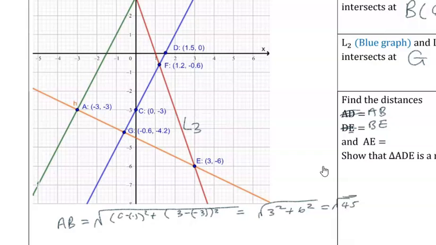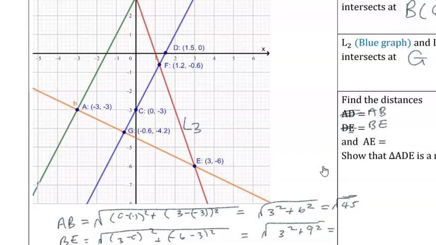If I look at BE, according to the distance formula, BE will be 0, let us take 3 minus 0, and then we have minus 6 minus 3. I have to add it, so we will get square root of 3 squared plus 9 squared. That is 81 plus 9, which gives us square root of 90.